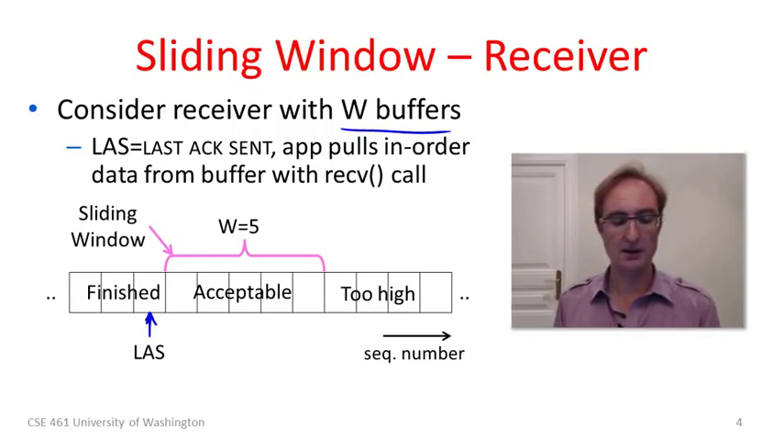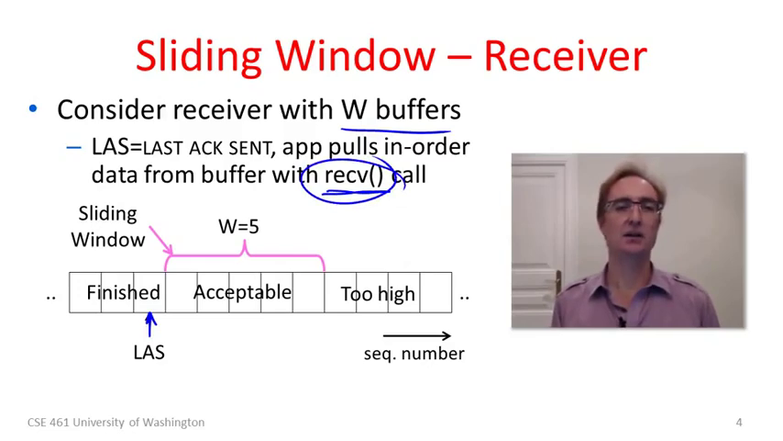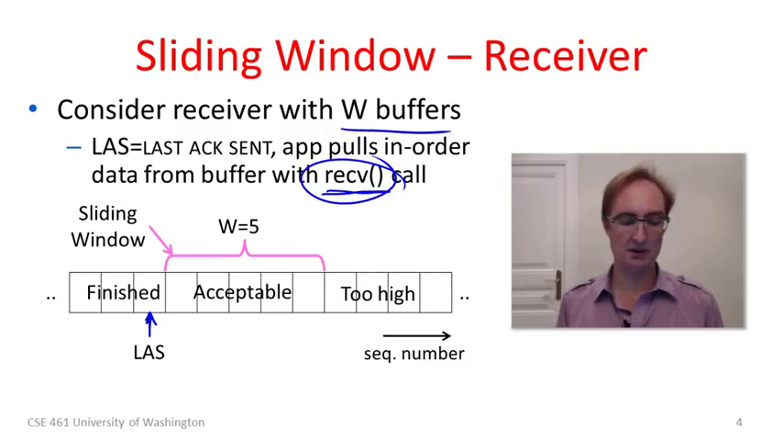How does the app actually pull the data out of that buffer? We can relate this to sockets: it's done with the receive call. So an app needs to call receive to get the data out. Hopefully it called receive before because it was expecting data and it's just waiting to get it. But let's see what can happen under this model.